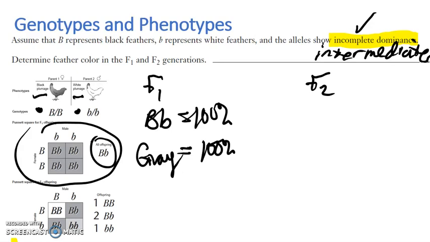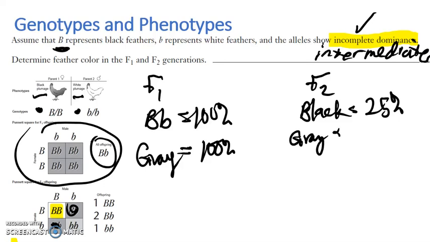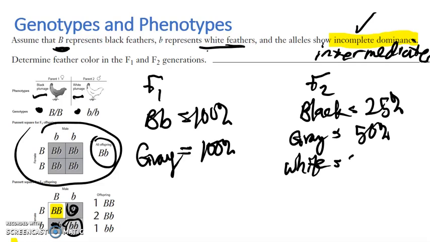Now, for the F2 cross, if we take a look here, we see that one of them is going to be big B. That big B is only 25% of the Punnett square, so that also means it's going to have the black alleles. For black feathered chickens, it's going to be 25%. We also have 2 big B, little b, which means that they're going to be gray. So 50% of the chickens in the F2 generation are going to be gray. We have one box that's little b, which shows us the alleles for white feathers. So the white feathered chickens will be 25%.